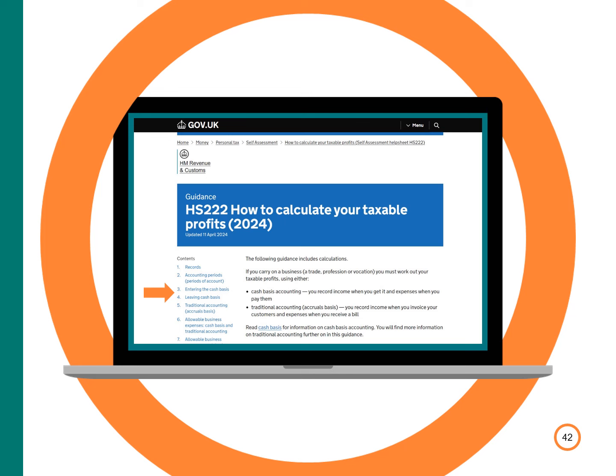If you change from one accounting method to another, so you switch from traditional accounting to cash basis, you may need to make some one-off adjustments to work out your profits. You can find out more about these adjustments in Help Sheet HS222, How to Calculate Your Taxable Profits, on gov.uk.